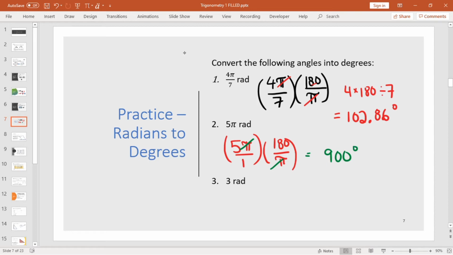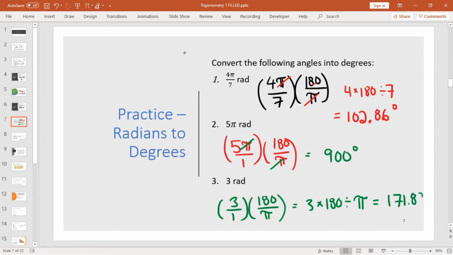Here, I don't have a pi symbol. That's fine. Sometimes radians don't have a pi measure. It could be decimal, but we just proceed the same way. So basically, my math this time will be 3 times 180 divided by pi. Because I didn't cancel out that pi, I have to leave it in the equation, and it gives me a nice gross 171.89 degrees.